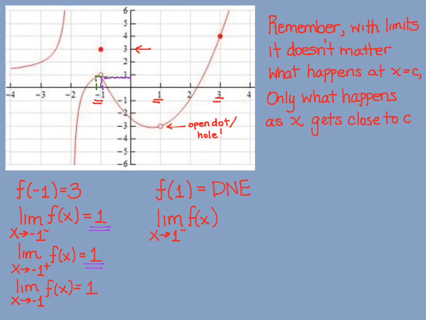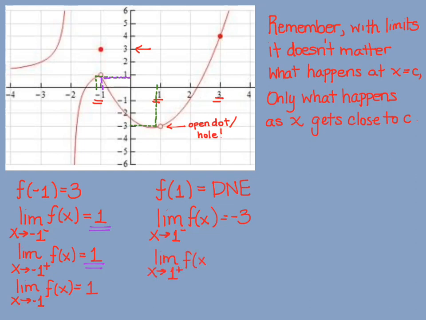We can, however, try to evaluate the limit as x goes to 1 from below. So if I choose a value slightly less than 1 and trace it until I hit the curve, I seem to get a value that's very close to -3. So the limit as x goes to 1 from below of f of x is -3.